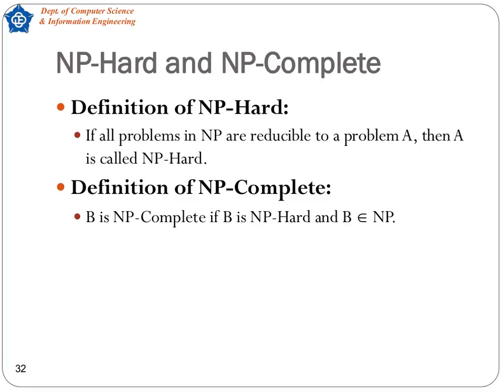Next, we define NP-complete problems. A problem B is NP-complete if it satisfies two conditions. It's NP-hard, and it also belongs to NP. In essence, NP-complete problems are the ultimate challenges within NP. They can be verified quickly and are as difficult as any other NP problem.